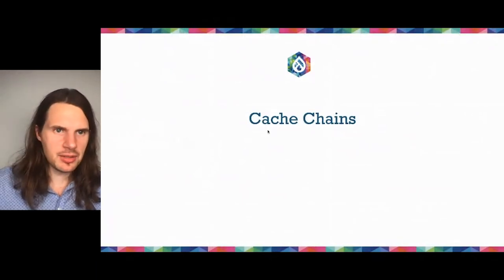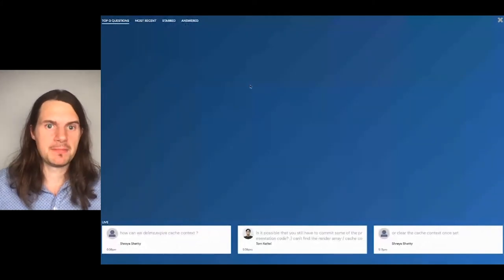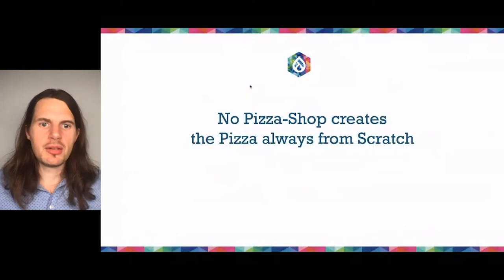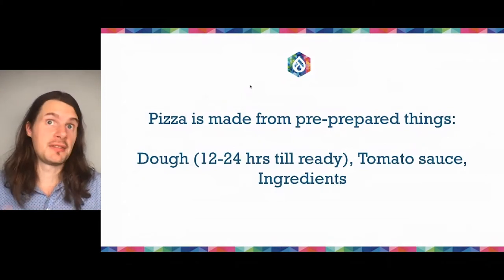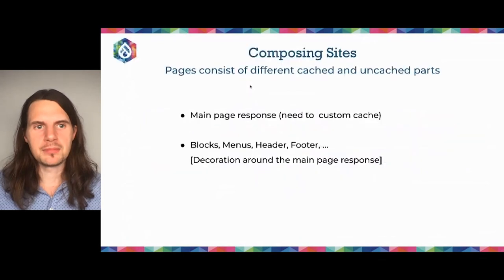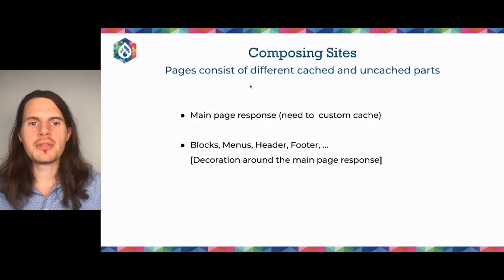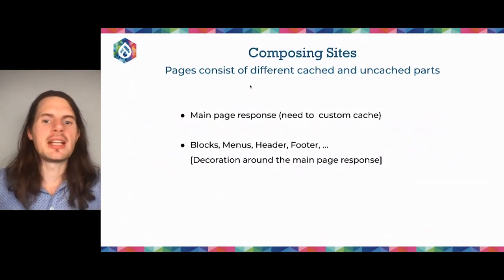No questions. So cache contexts are not for expiration, they're for variation. Cache chain. So no pizza shop creates a pizza always from scratch. The pizza is made from pre-prepared things. So the dough, a good dough even needs 12 to 24 hours till it's ready. And we have the tomato sauce and we have the ingredients like we've seen. And the pages consist of different cached and uncached parts. So we have the main page response, which we need to custom cache. And then we have the blocks, the menus, the header, the footer. And those are essentially the decoration around the main page response.